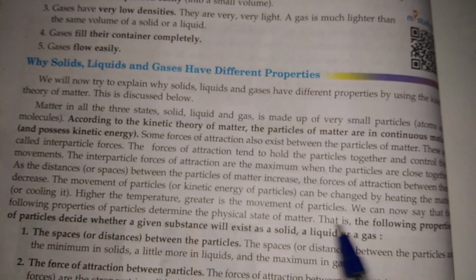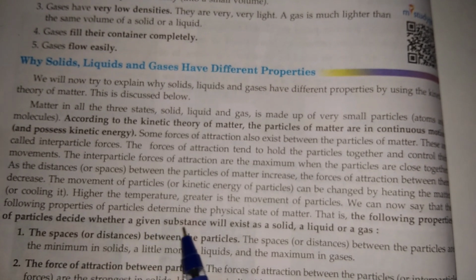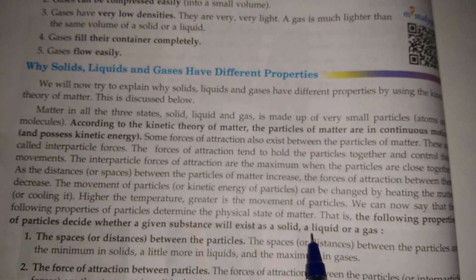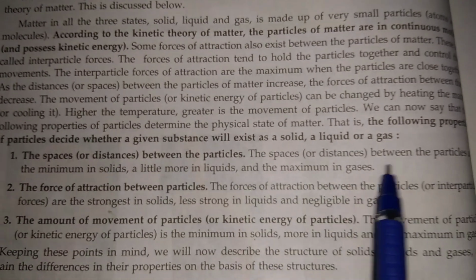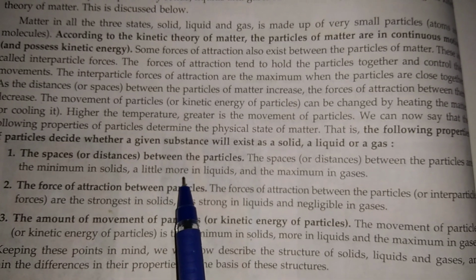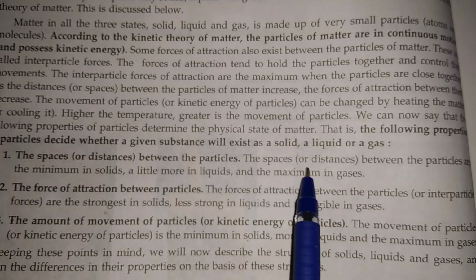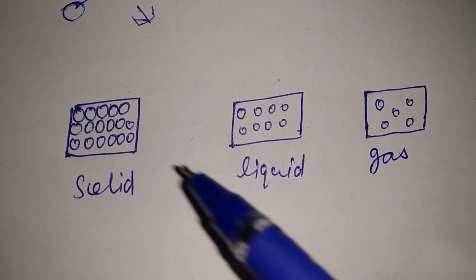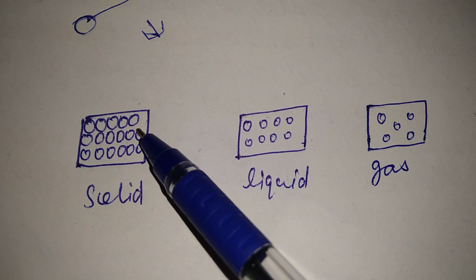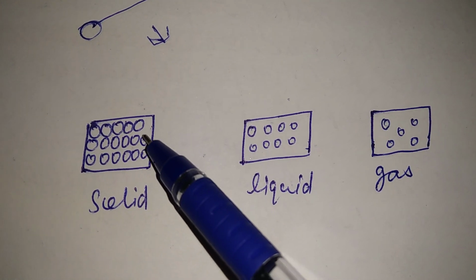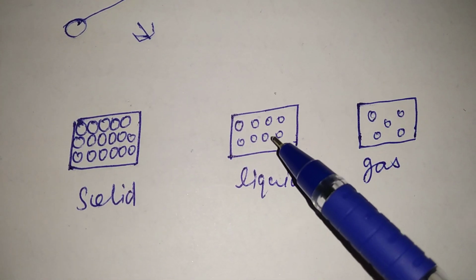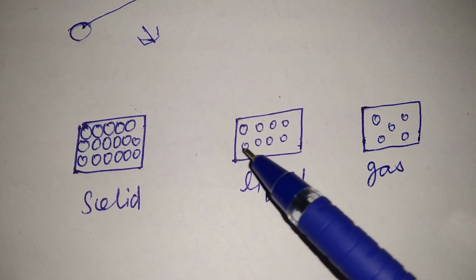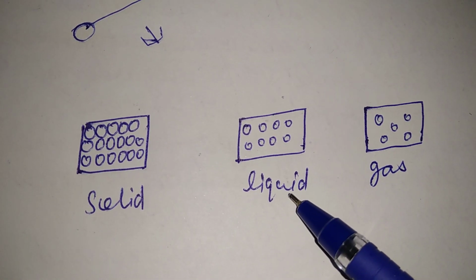So the following properties of particles decide whether a given substance will exist as a solid, a liquid or a gas. First of all, the space between the particles. The space between the particles is minimum in solids, a little more in liquids and maximum in gases, right? See here in this picture, the space between the particles is very less. That's why it is solid. And now here in this picture, the space between the particles is more than solid. So that's why it is liquid.